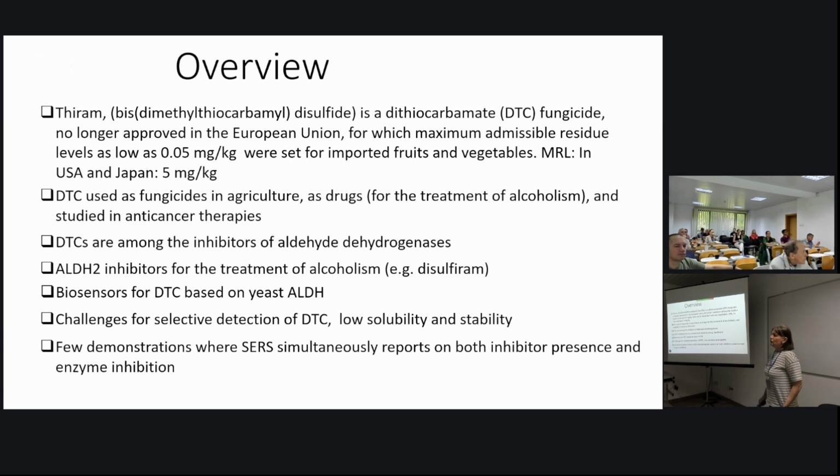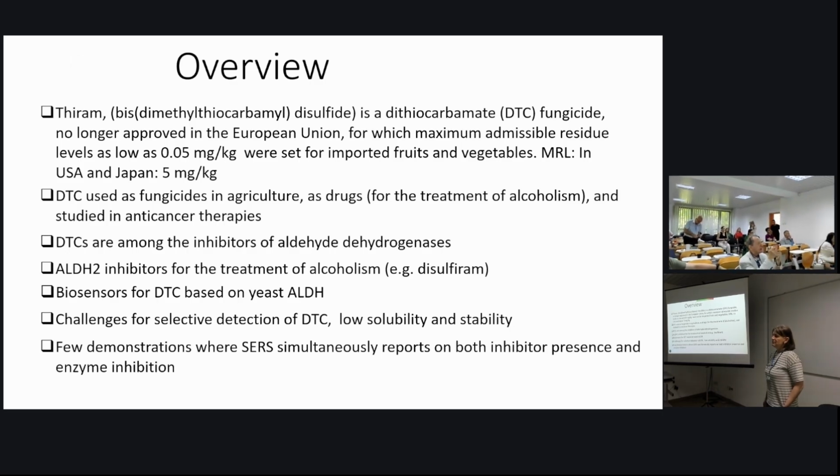Thiram is a dithiocarbamate fungicide which is no longer approved to be used in the European Union, and there are some strict limits imposed for imported fruits and vegetables. These limits are very tight compared with the maximum residual limits in other parts of the world. So, of course, we need good methods to detect such a small amount.